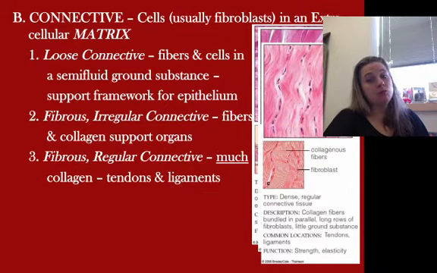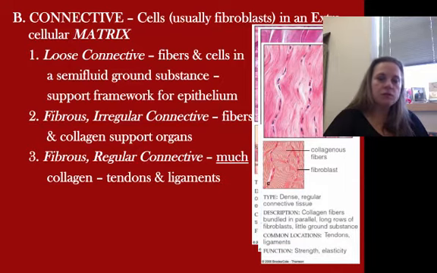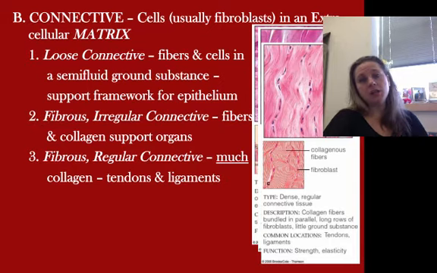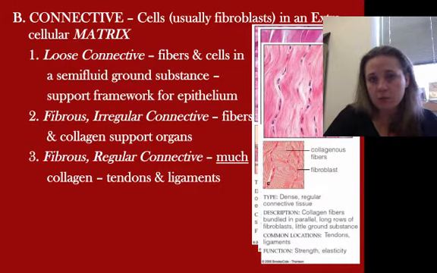Then we have fibrous but regular connective tissue. These have tons of collagen, and this is what makes up our tendons and our ligaments. So for your own understanding, tendons are what hold our muscle to our bone. They're the anchor points connecting our skeletal muscle to our bone, like your Achilles tendon that connects your calf muscle to your calcaneus, or the back of your heel.